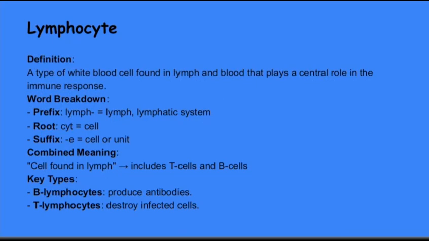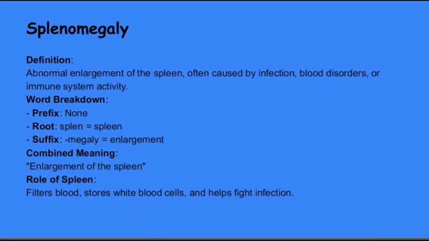There are 2 major types we need to know: B lymphocytes, which produce antibodies to tag pathogens, and T lymphocytes, which directly attack infected cells. In our case study, the doctors noted that T cells and B cells were active. These are both types of lymphocytes fighting the bacterial infection.